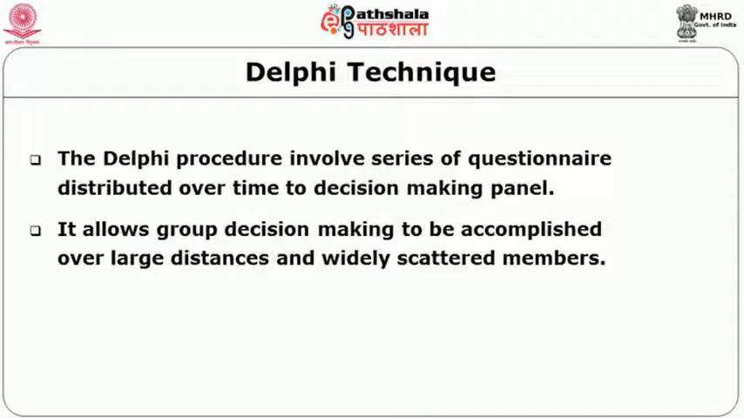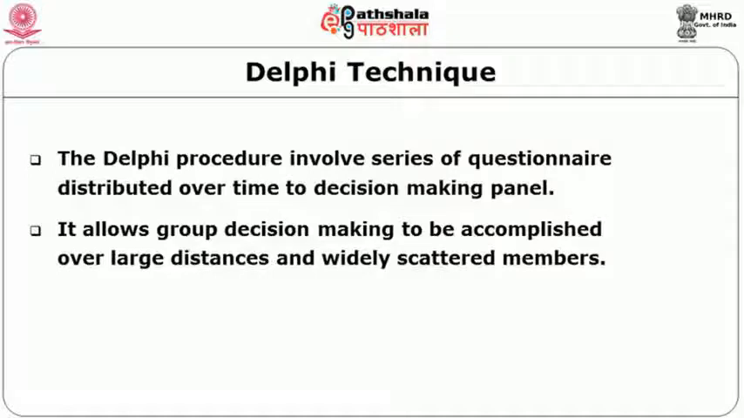The next technique of decision making is Delphi technique. In Delphi technique, it involves a series of questionnaires distributed over a time for decision making. A questionnaire is prepared and then it is distributed among the members who are distantly located. It allows group decision making to be accomplished over large distances and widely spread members.